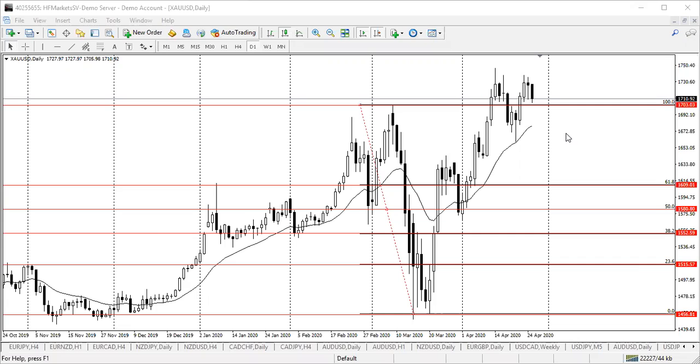So what I do basically when I'm using this method is, once I mark those levels, I watch out for price reaction on those key levels alone. So I will wait for price to get to that key level. Once price gets to that key level, I will take my trade. So let's do something else.